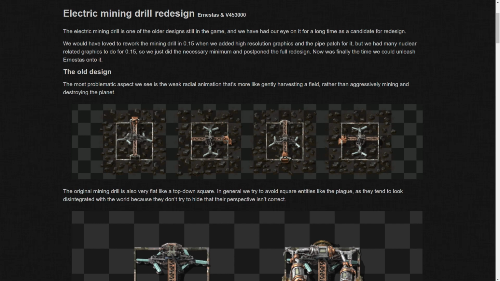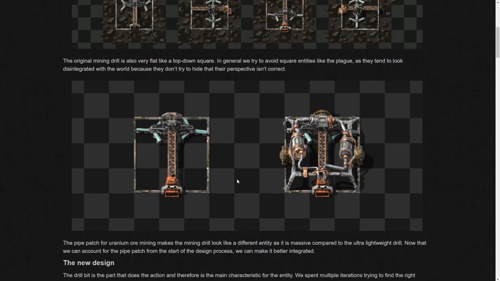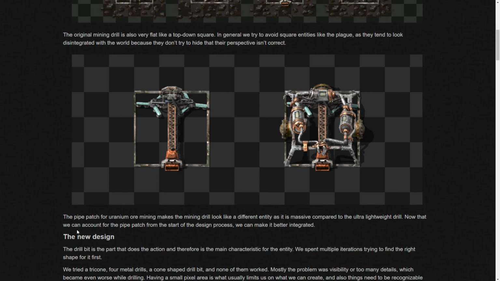The original mining drill is also very flat, like a top-down square. In general, we try to avoid square entities like the plague, as they tend to look disintegrated with the world because they don't try to hide that their perspective isn't correct. So yeah, kind of as you can see here, it looks very flat. The pipe patch for the uranium ore mining makes the mining drill look like a different entity, massive compared to the ultralight drill. Now that we can account for the pipe patch from the start of the design process, we can make it better integrated, which is pretty cool.